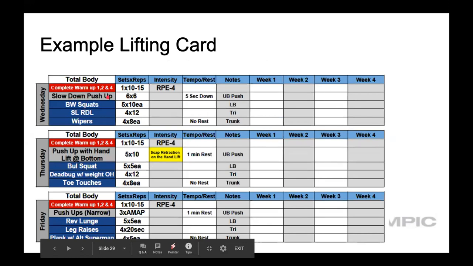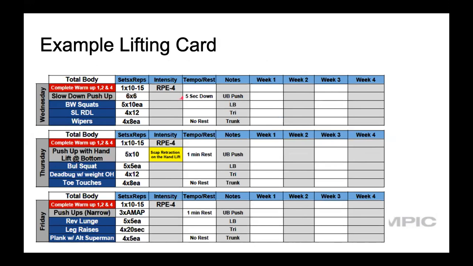So another push-up variation, slow down. So you do a 5 second tempo down, upper body push, lower body, we're going to do body weight squats, 5x10, a tricep exercise. Oh, I might have messed that one up, so that should be a lower body. Single leg RDL, so you're working on balance and stability. And then we have trunk or core, windshield wipers back and forth, no rest.